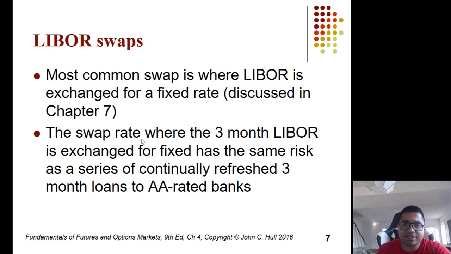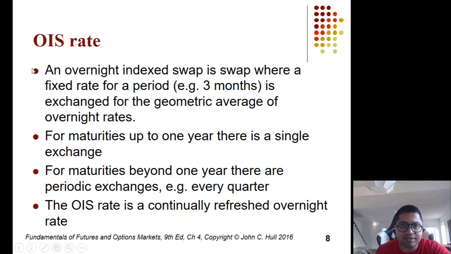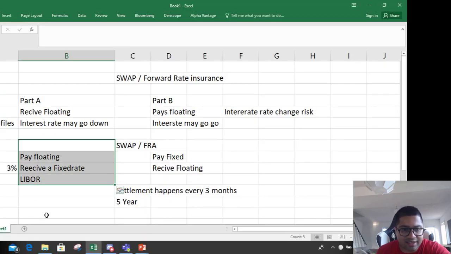We have already discussed LIBOR has its own problems, so this rate is now used more. An overnight indexed swap is a swap where a fixed rate, a 3-month rate, is exchanged for a geometric average of overnight rates. For maturities up to 1 year, there is a single exchange. For maturities beyond a year, there is periodic exchange every quarter. OIS is continually refreshed, so I'll explain it here.